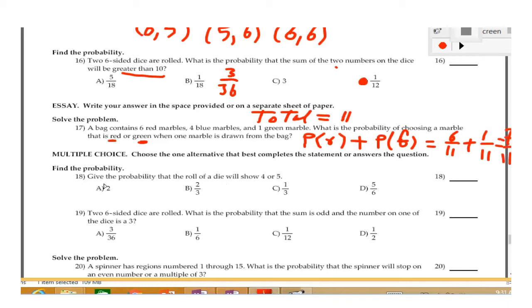For number 18, give the probability that a rolled die will show 4 or 5. 4 or 5 is 2 faces, out of 6 faces. So it's 2 out of 6, which is 1 out of 3.